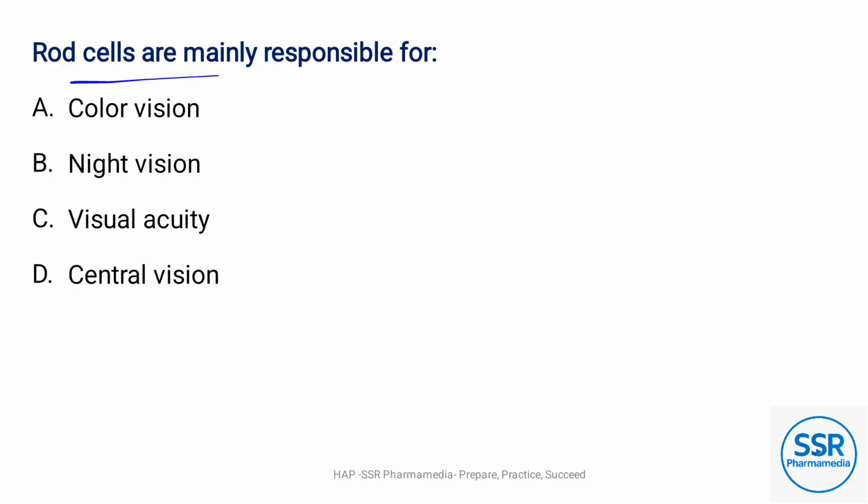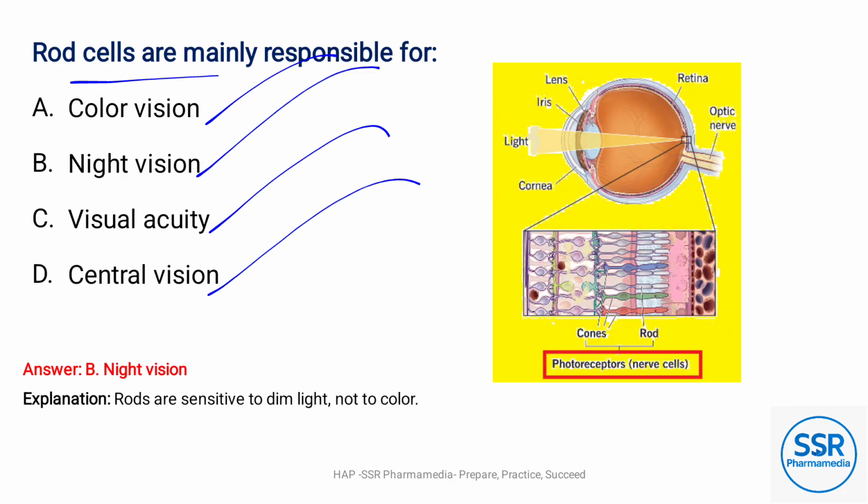Rod cells are mainly responsible for: option A, color vision; option B, night vision; option C, visual acuity; option D, central vision. So the answer is option B, night vision. Rods are sensitive to dim light, not to color. So dim light vision is the responsibility of rod cells.